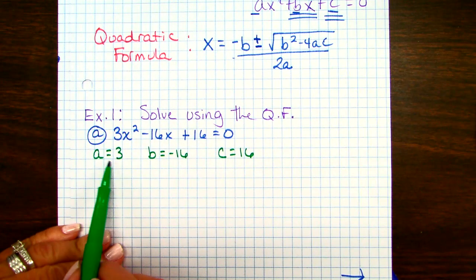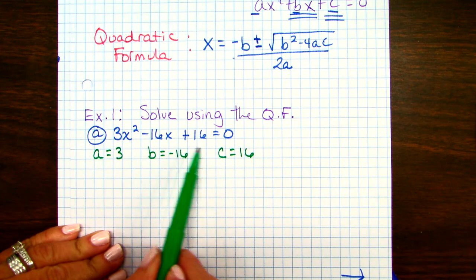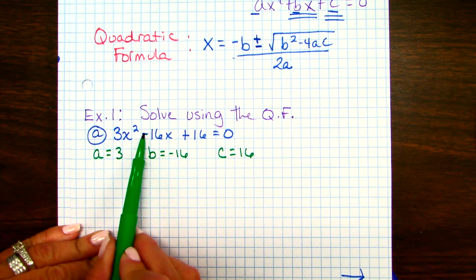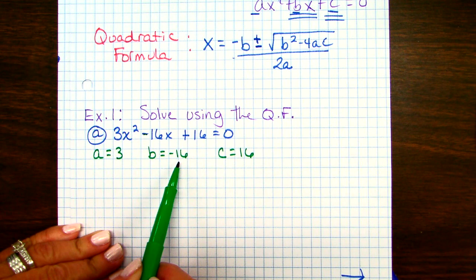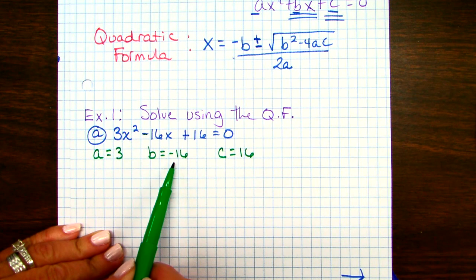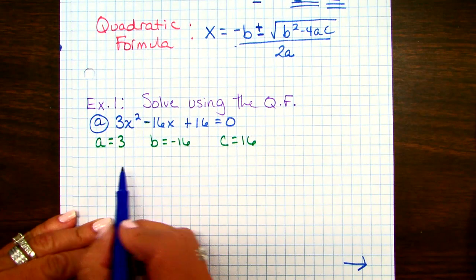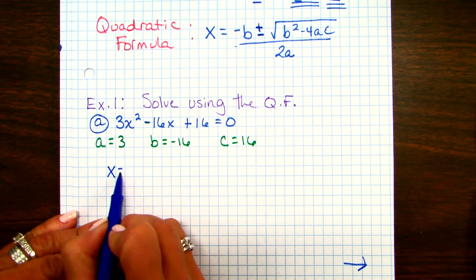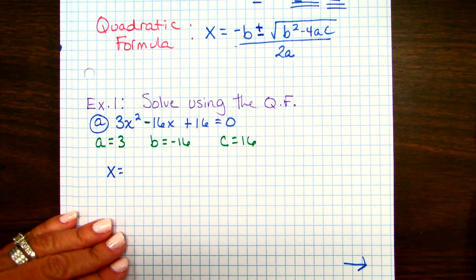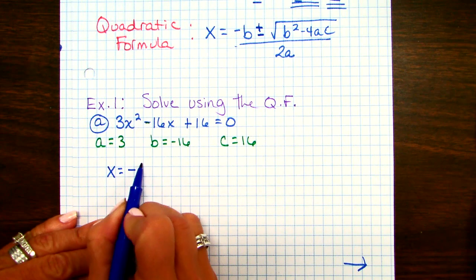All right, so first thing is we have to be able to identify the A, the B, and the C, okay? Notice the sign in front of a number stays with it, okay? So that 16 is a negative 16. That's important, right? So let's go ahead and plug into the formula. So I have x equals, right, negative b. So negative and then plug in b.